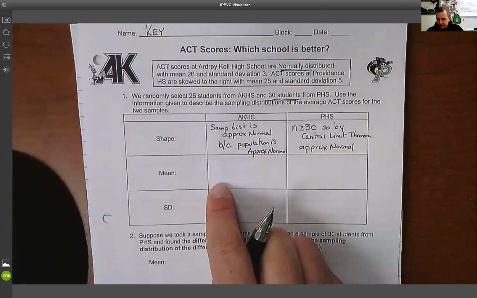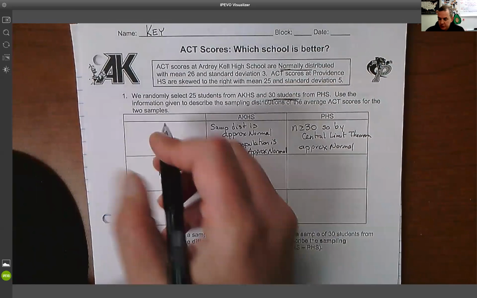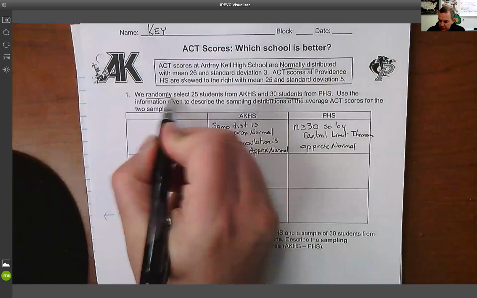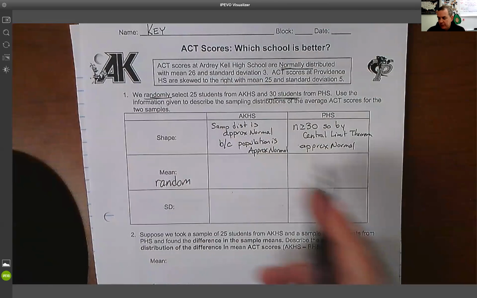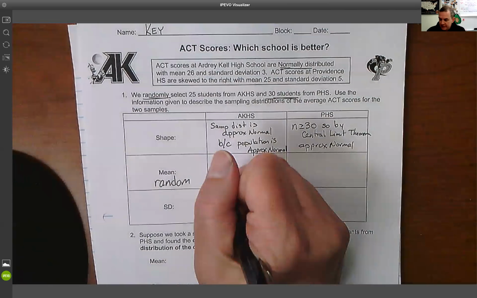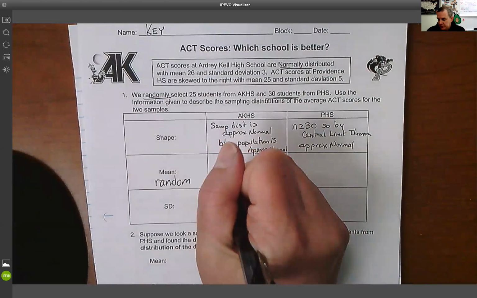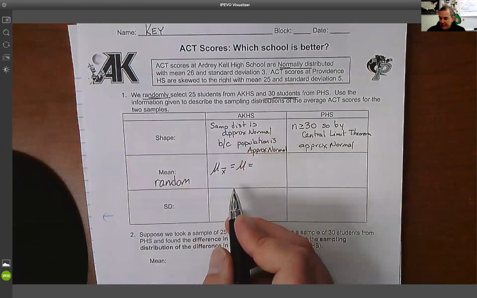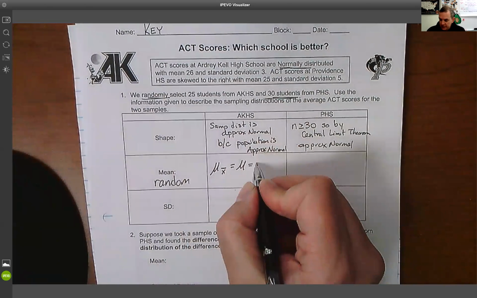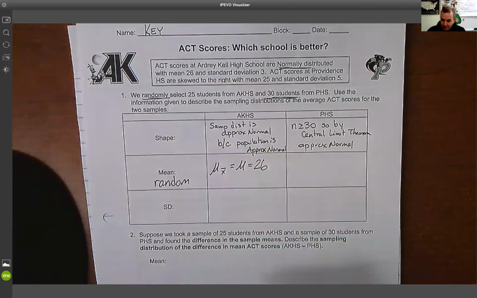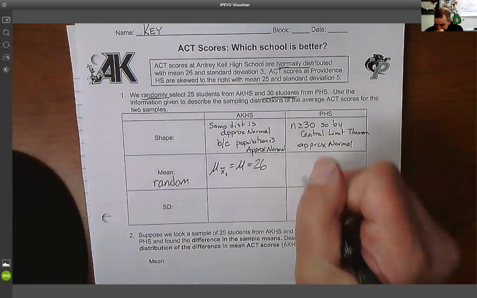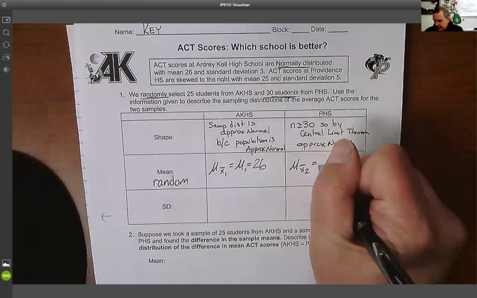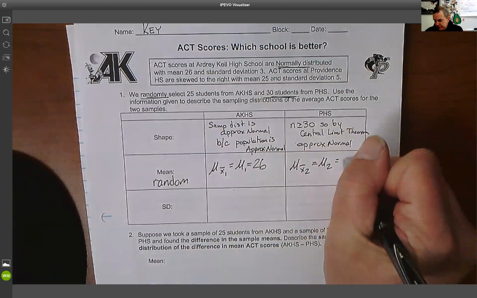Now the mean. The mean has everything to do with random selection. We randomly selected 25 and we randomly selected 30. So the mean of x-bar is equal to the true mean. For Ardrey Kelly, the real mean is 26, so the center is 26. That's our first sample. We do the same for our second sample, which is the same as the original, so 25.